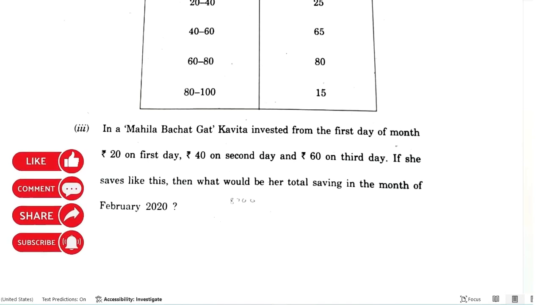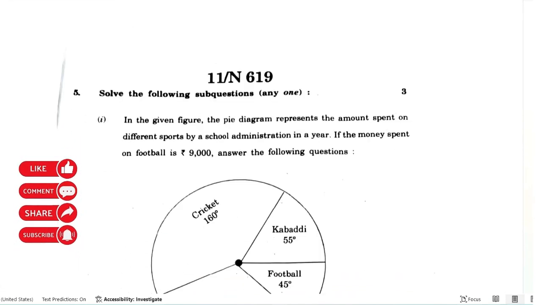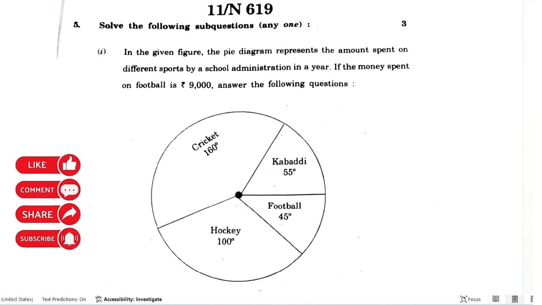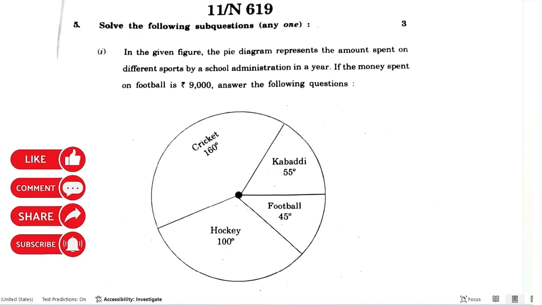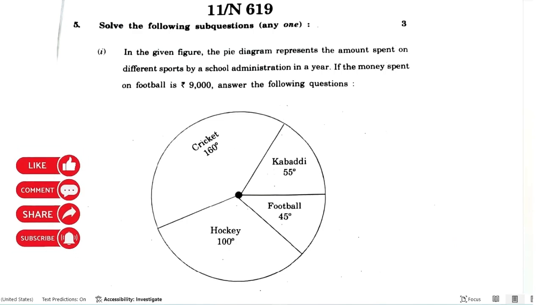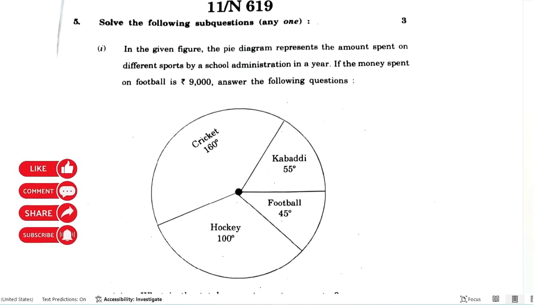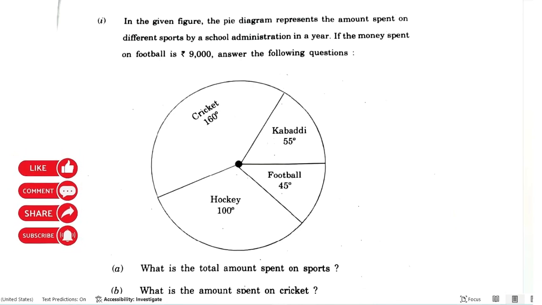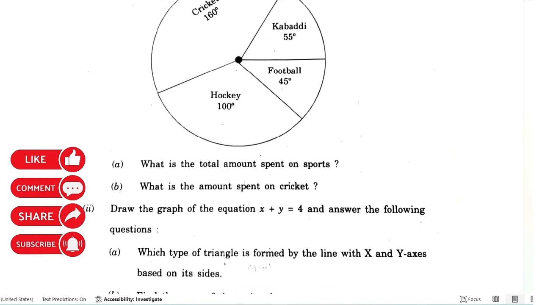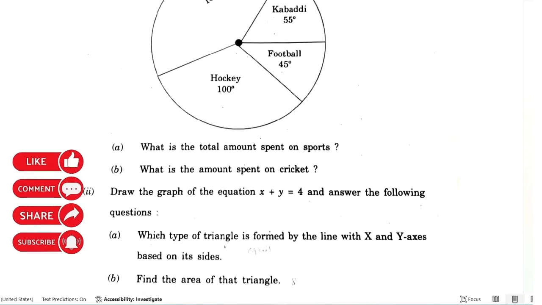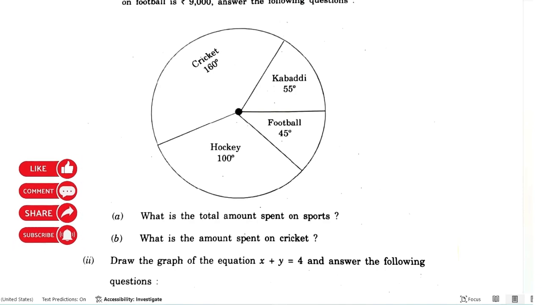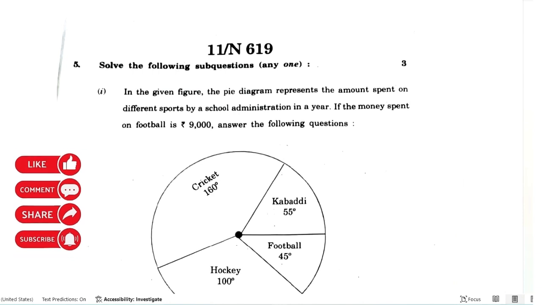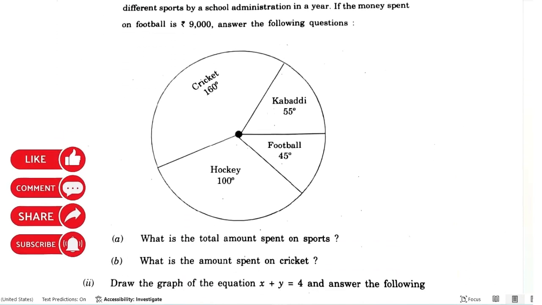Fifth one is a pie chart. They have given a pie diagram that represents the amount spent on different sports by the school administration. And if the football is 9,000, answer the following questions. So football is actually 45%. So just find out 45% of 360 and accordingly you get the result. And similarly, once you get the complete amount, then you can find any portion of this pie diagram.